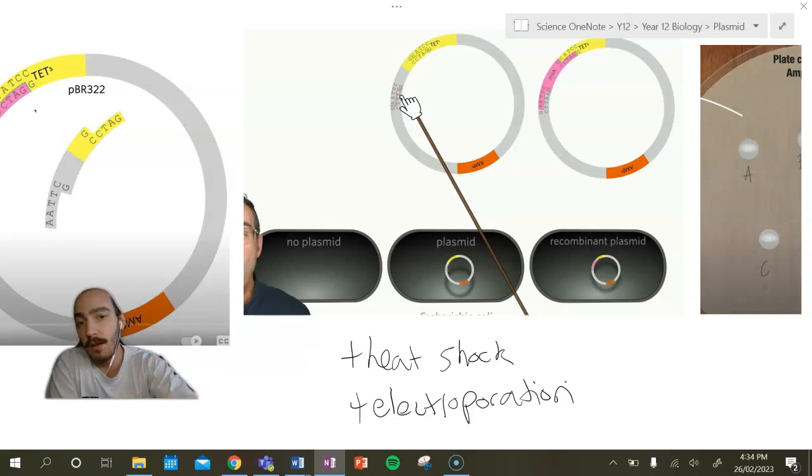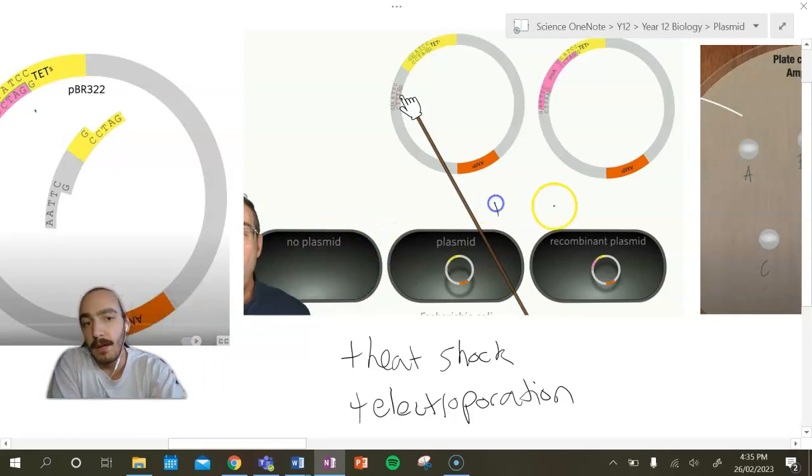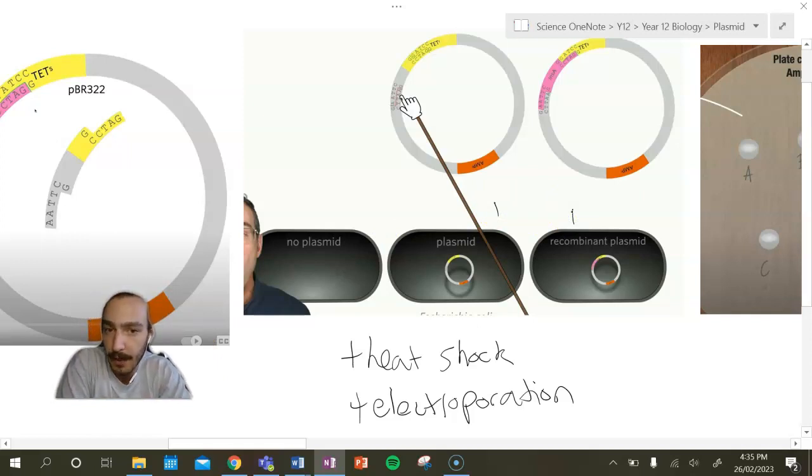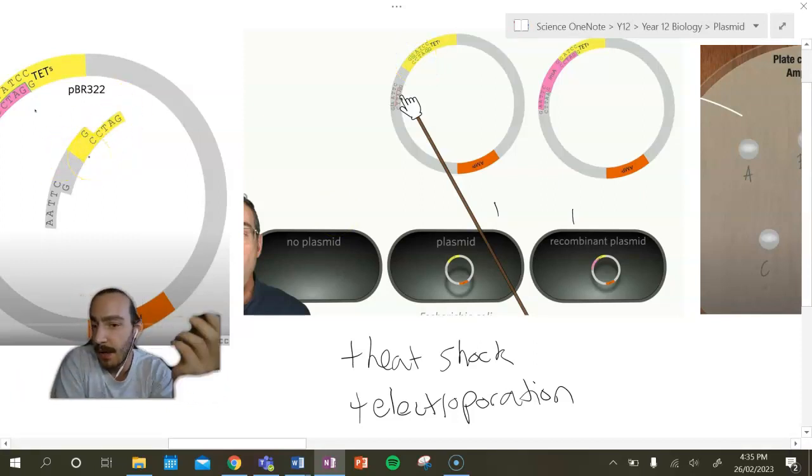What those two things do is they basically make holes in the bacteria that make it more likely for the plasmids to enter. So in this scenario, we can see that both of these bacteria have taken up plasmids. Now, this one hasn't. We can see that one of those bacteria has taken up a plasmid that just closed up back with its other section, its original section, and this other one has actually taken up the insulin A gene. So that's our recombinant plasmid. That's the one that we want.